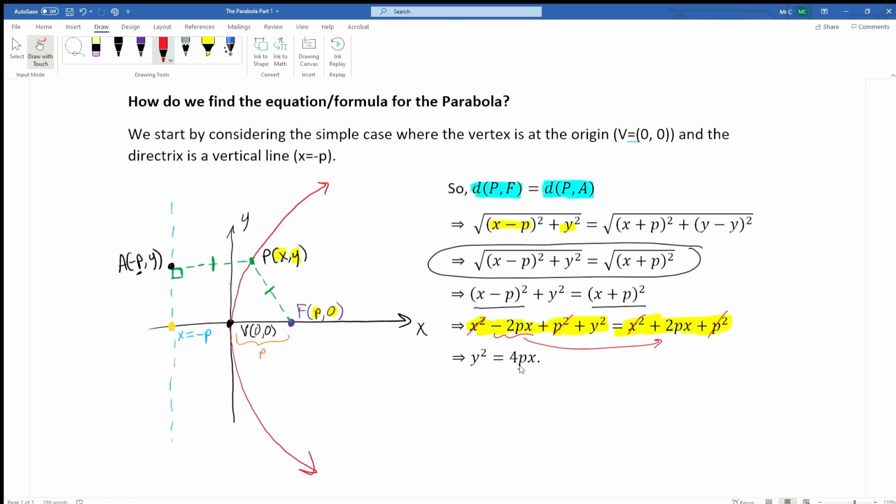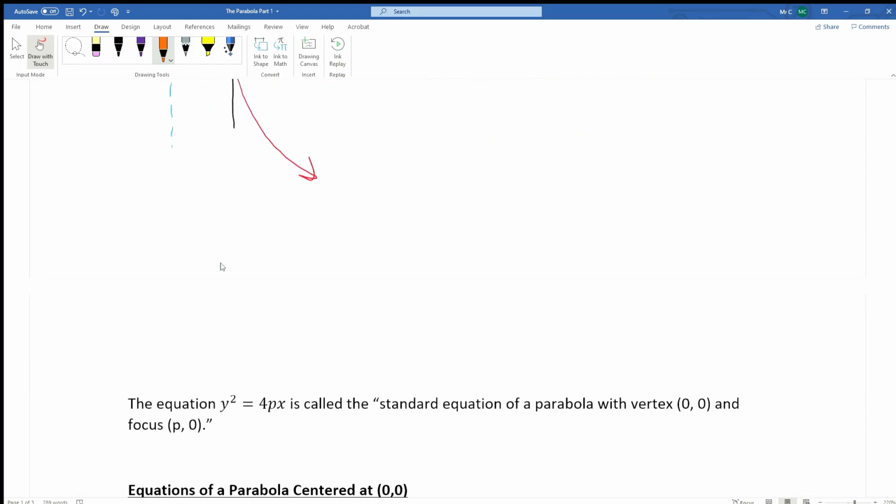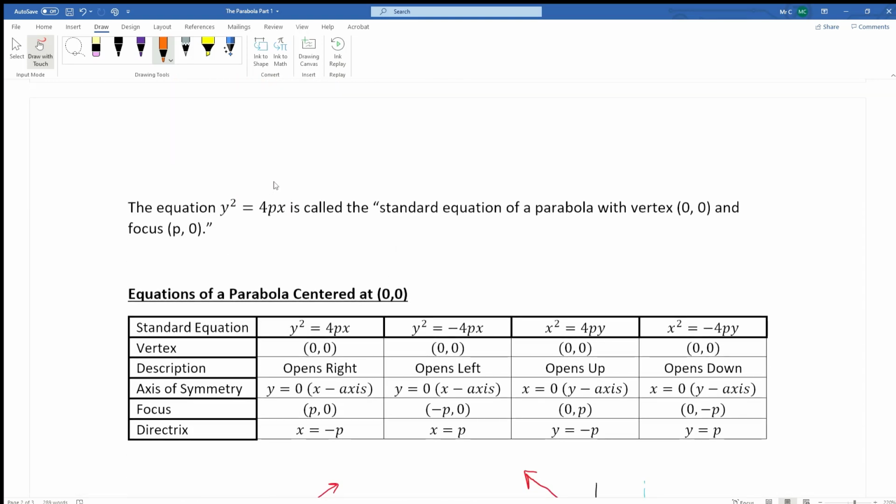And remember, this p is very specifically the distance between the vertex and the focus, or likewise the distance between the vertex and the directrix. Now we could take this same idea and find a various set of equations or formulas for the parabola. But this specific one is called the standard equation of a parabola with vertex 0, 0 and focus (p, 0). That's y squared equals 4px.